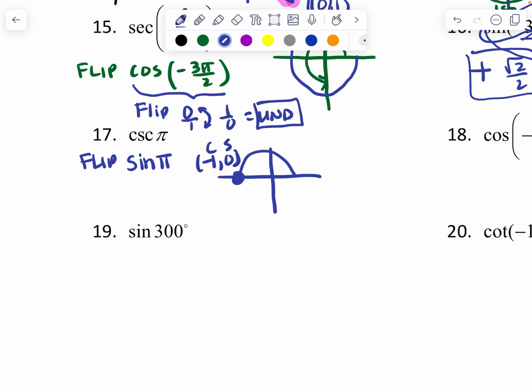This is cosine, this is sine. So what is the sine of pi? The sine of pi is a big fat 0. If I flip 0, just like number 15, that ends up being undefined. A lot of undefineds on this one.